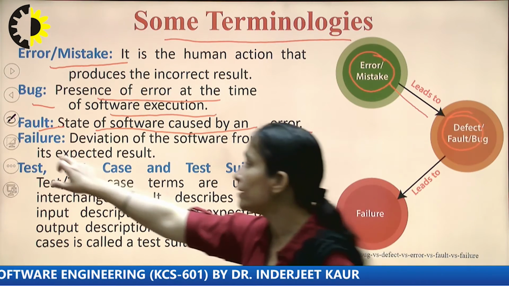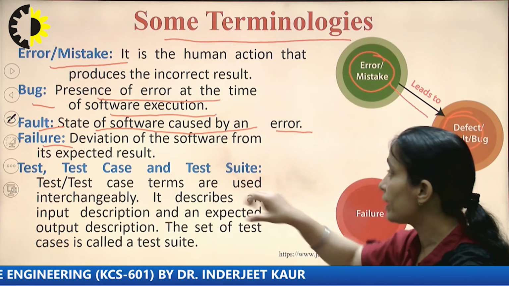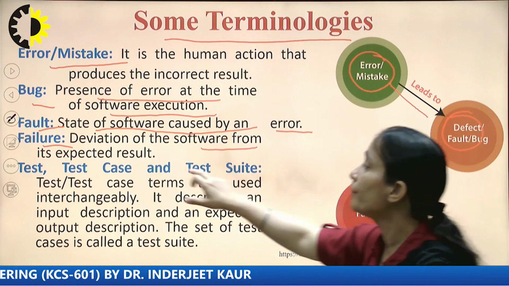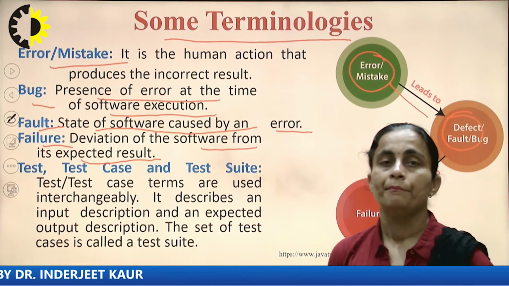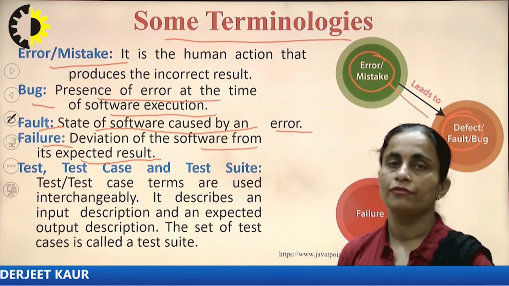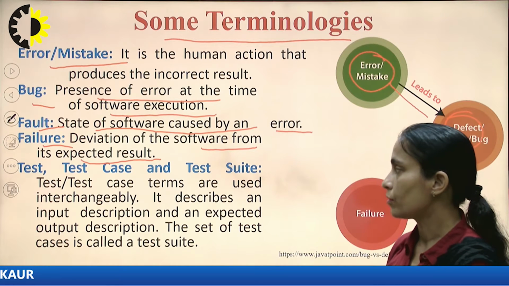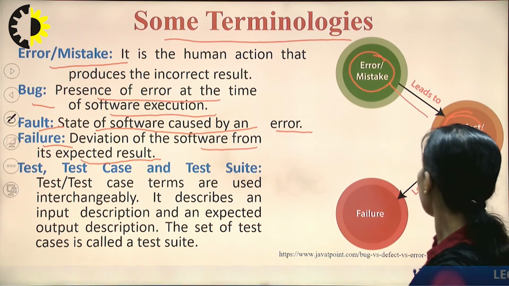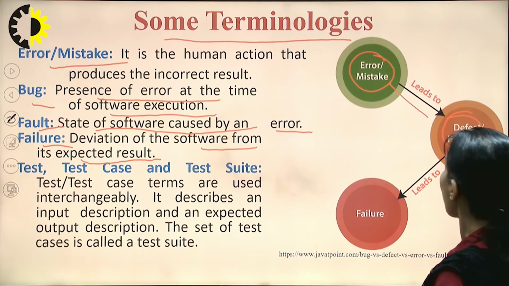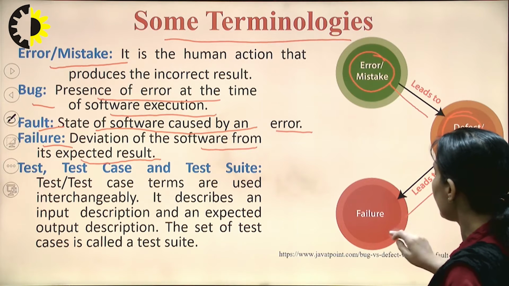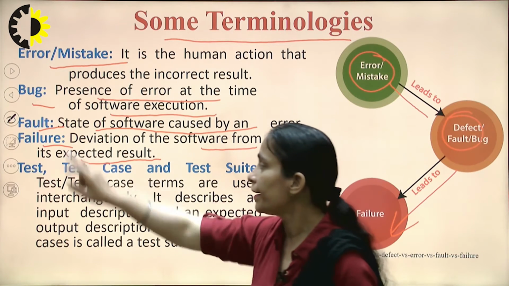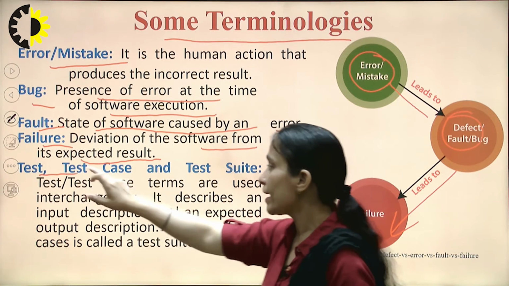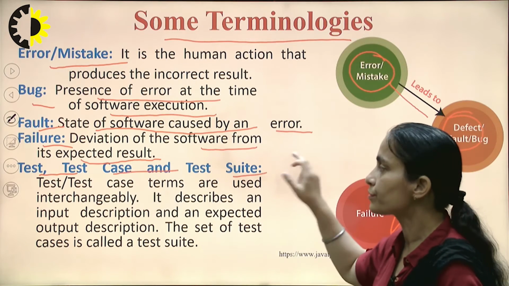Then failure is defined. Failure is the deviation of the software from its expected result. So this expected result will be matched or verified against my SRS document. Then here we can see defect and fault or bug, they lead to the failure that we have mentioned here. Then what are test cases and test suites?